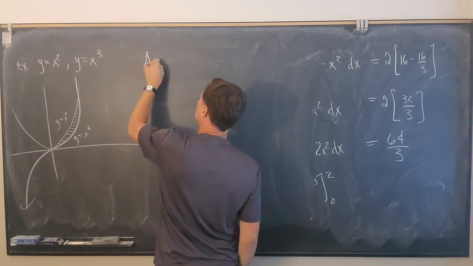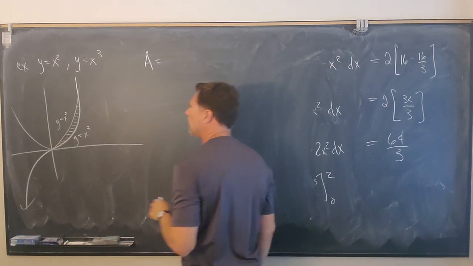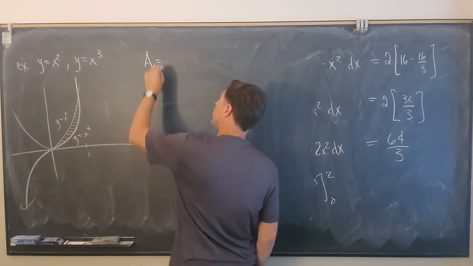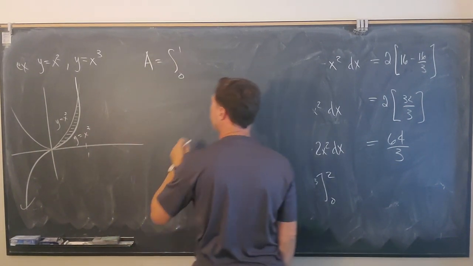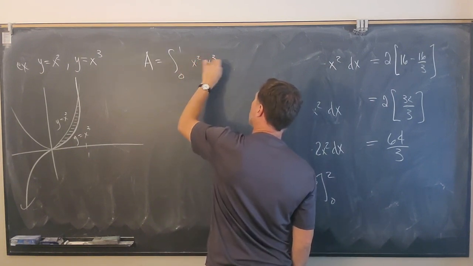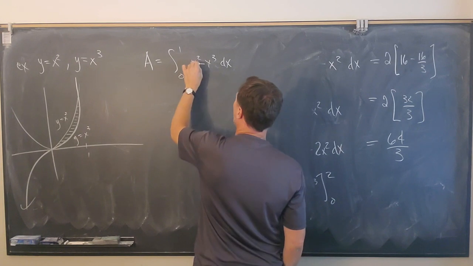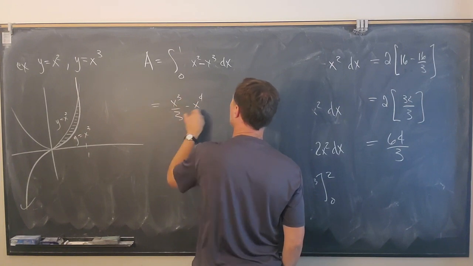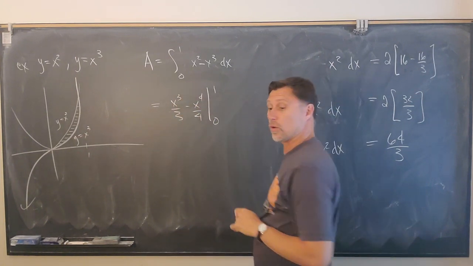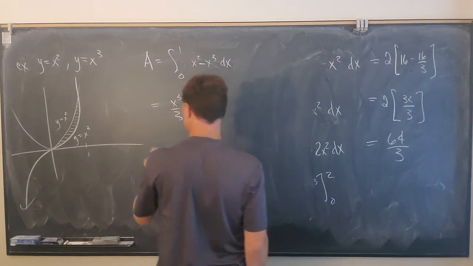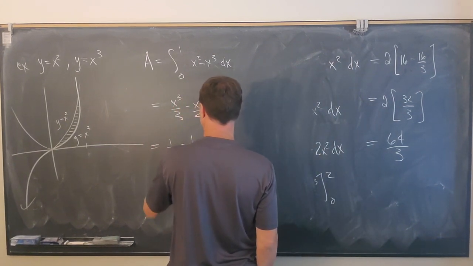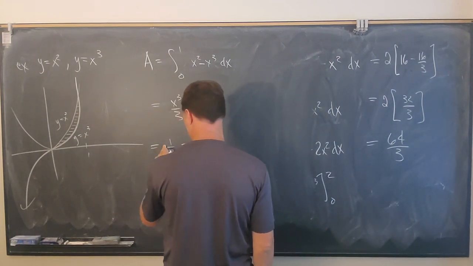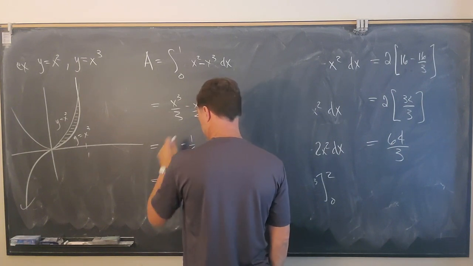Okay, so the area is equal to, you need to find the intersection. It's easy to see that the intersection is at 0 and at 1. So the total area will be the integral from 0 to 1 of top function minus bottom function. And so that's going to equal x cubed over 3 minus x to the 4th over 4, evaluated from 0 to 1. That's equal to 1/3 minus 1/4. When you plug in 0, you just get 0. And so this will be 4/12 minus 3/12, so 1/12.